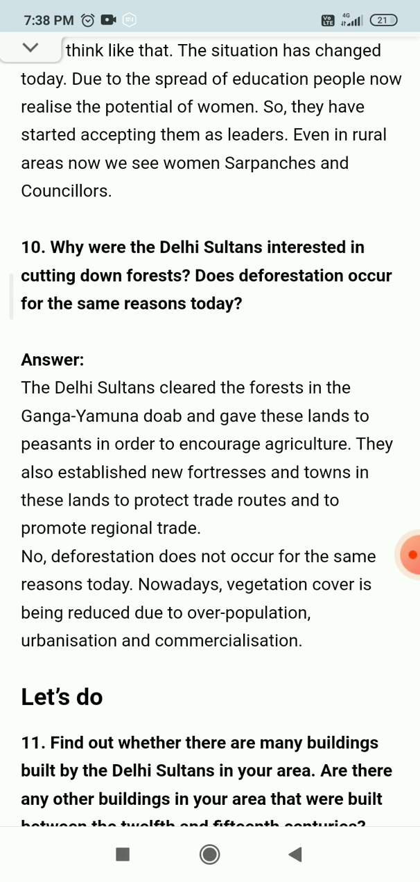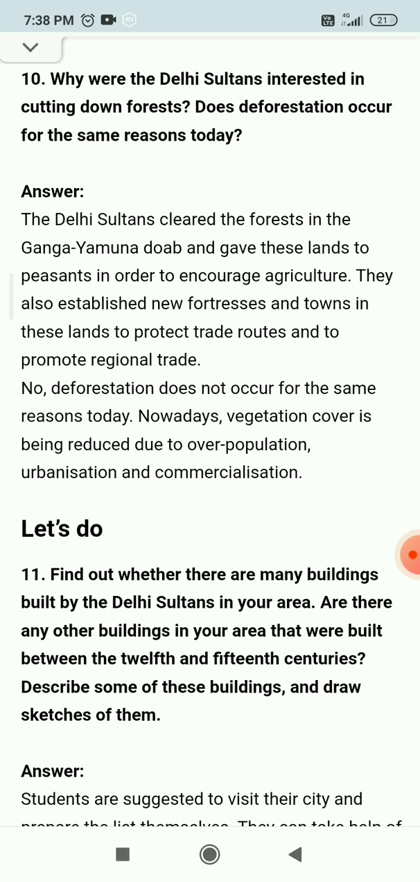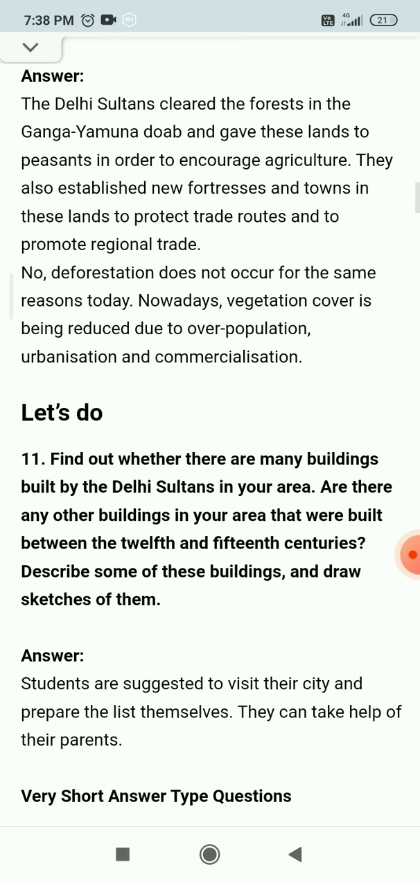Why were the Delhi Sultans interested in cutting down forests? Does deforestation occur for the same reasons today? The Delhi Sultans cleared the forest in the Ganga Yamuna Doab and gave these lands to peasants in order to encourage agriculture. They also established new fortresses and towns in these lands to protect trade routes and to promote regional trade. No, deforestation does not occur for the same reasons today. Nowadays, vegetation cover is being reduced due to overpopulation, urbanization, and commercialization.